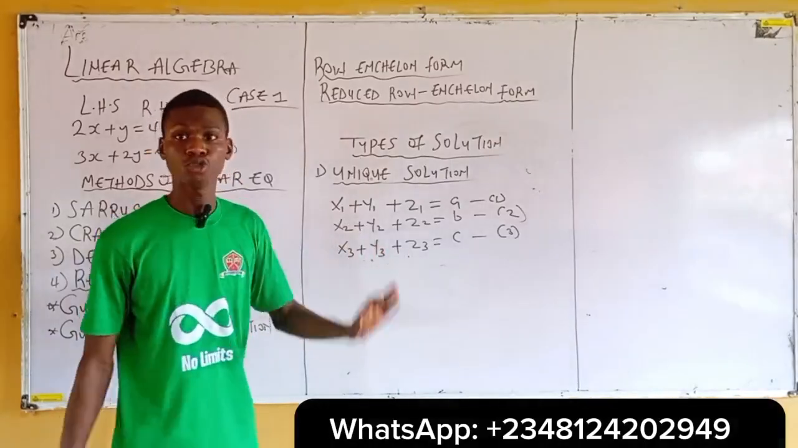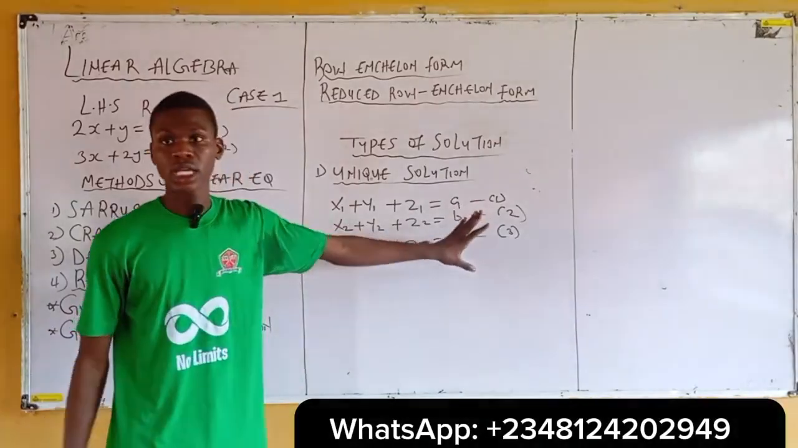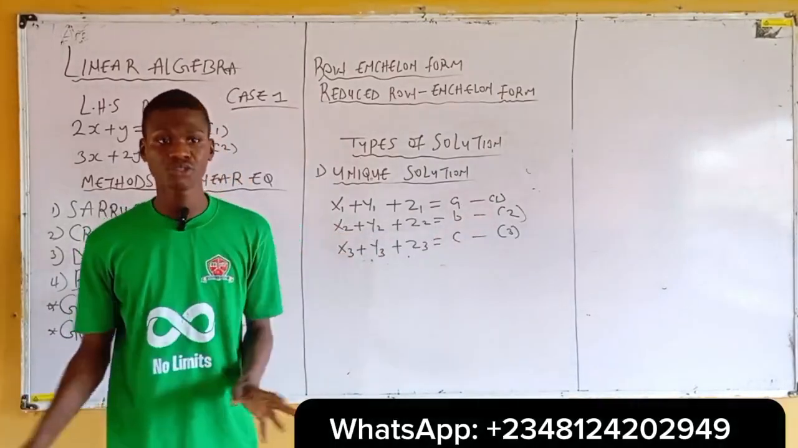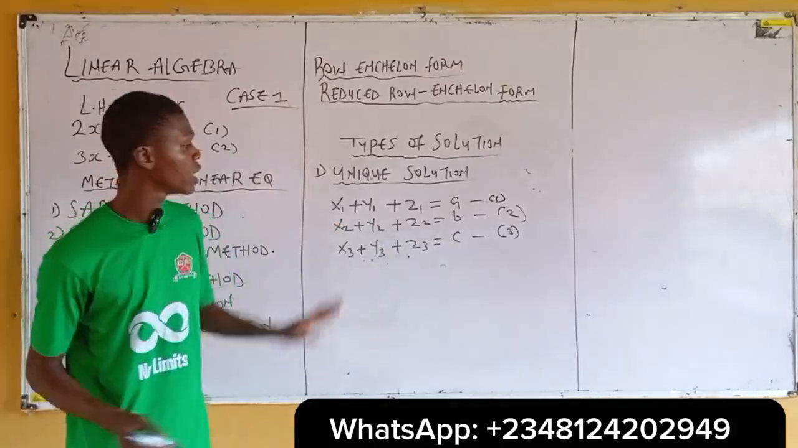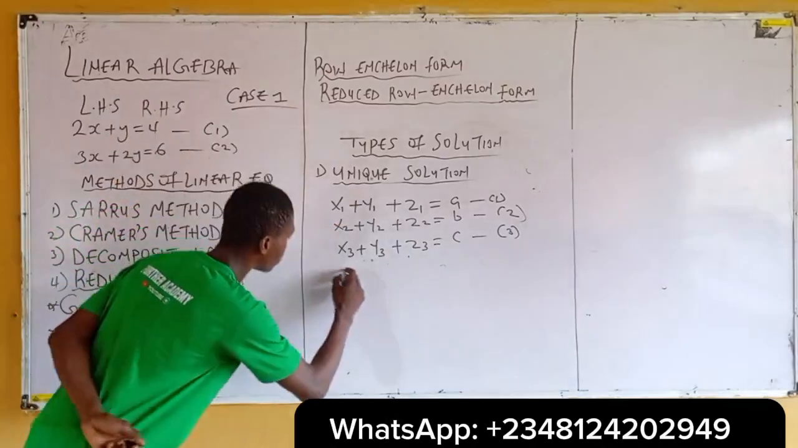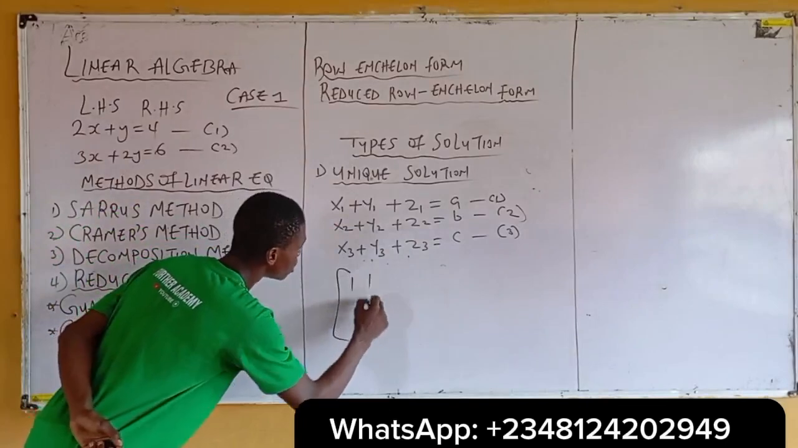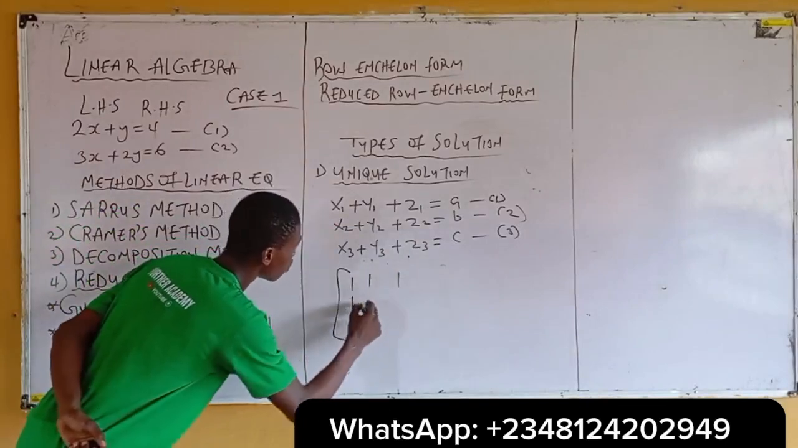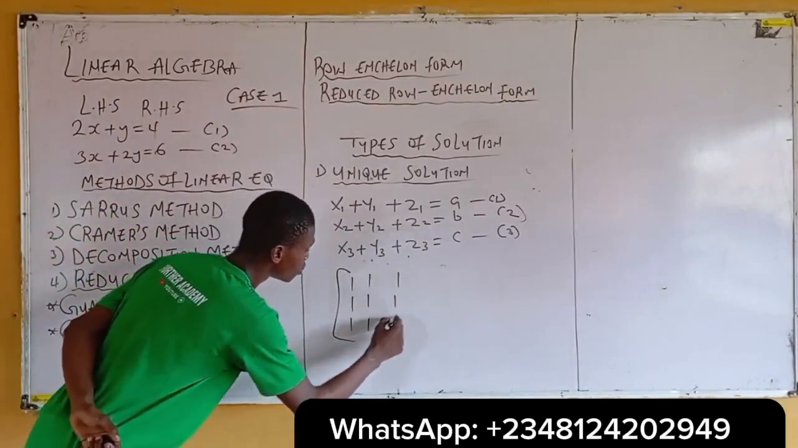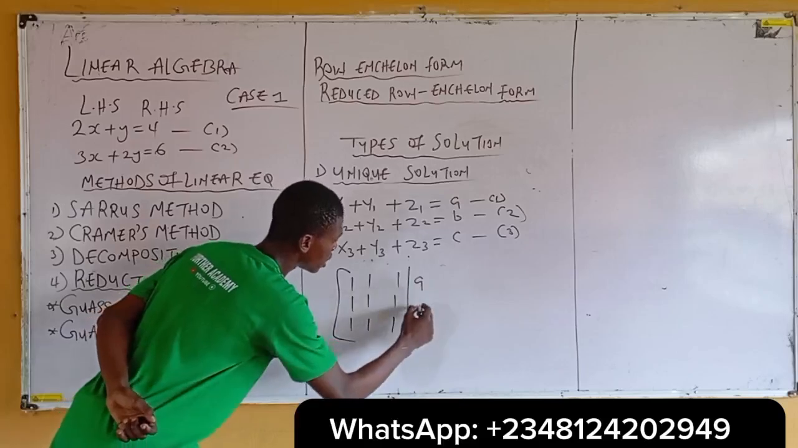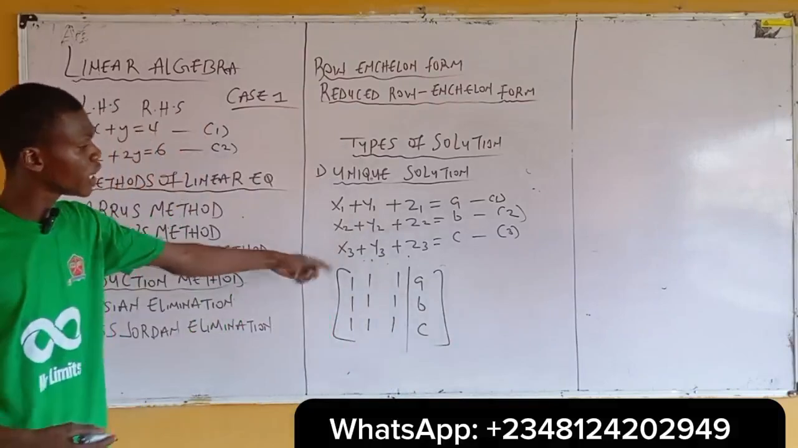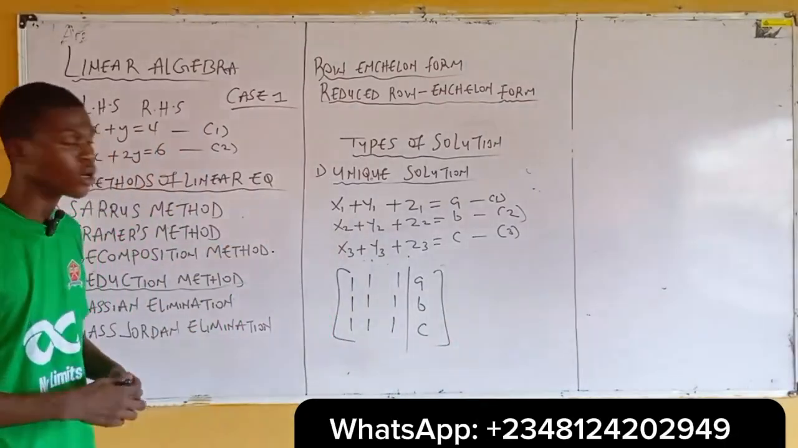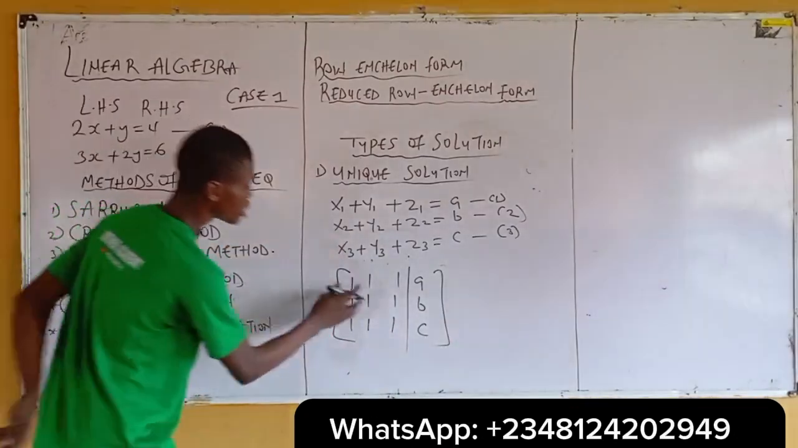Now the first thing you need to do is represent this question in an augmented form of matrix. When we say augmented form of matrix, meaning you are taking the coefficients. Normally this is what I would have done: 1, 1, 1, 1, 1, 1, then A, B, and C. But we get to use this later, just not under unique solution.